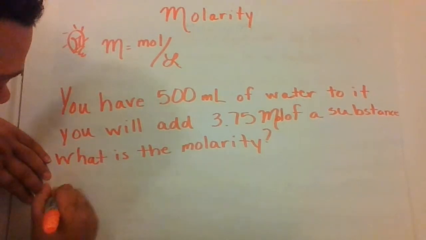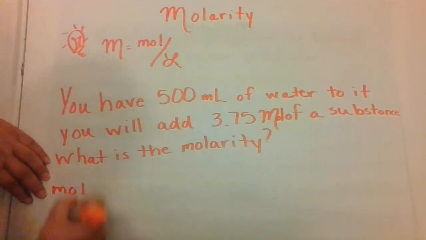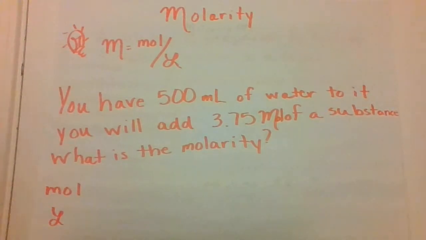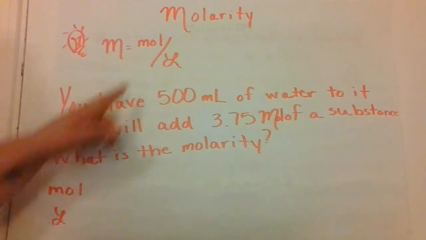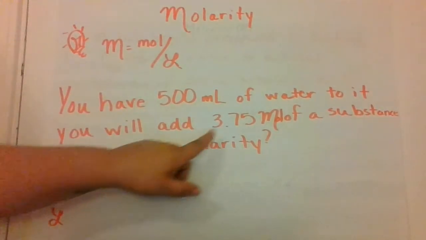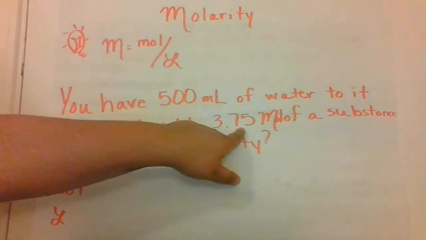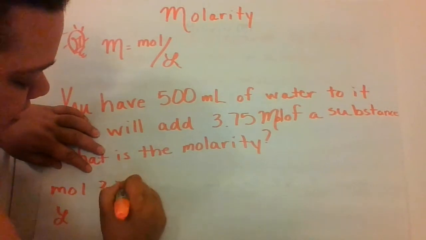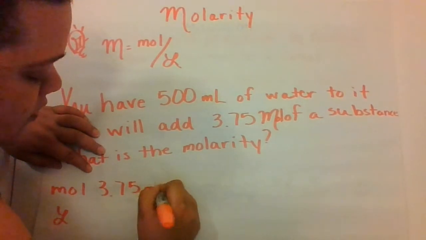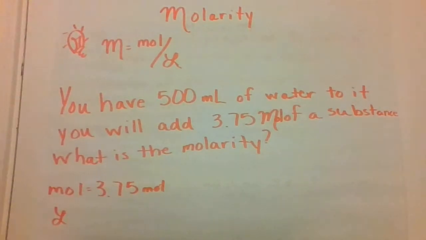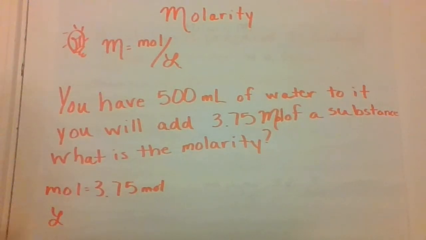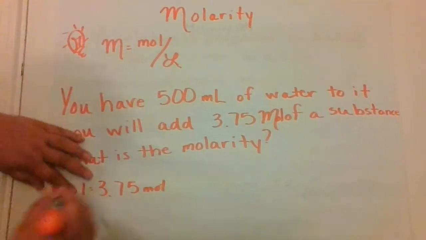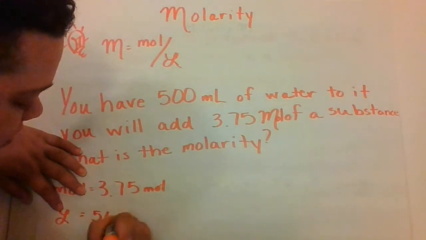We know that we need some type of mole for this problem, and we need some type of liter or volume. So in our problem, the first thing we're looking for is moles for the top, and it says that we are going to add 3.75 moles of a substance. So there we'll just put 3.75 moles. We don't know what it is, and at this point in this type of problem, it doesn't matter. But here we have our volume, which needs to go on the bottom, and we've only got 500 mLs.